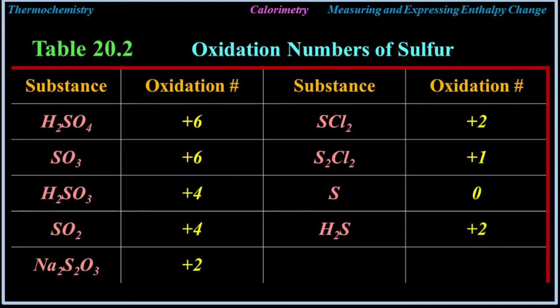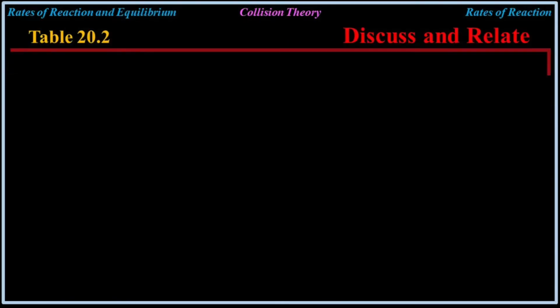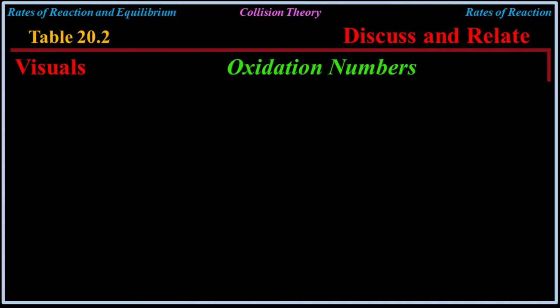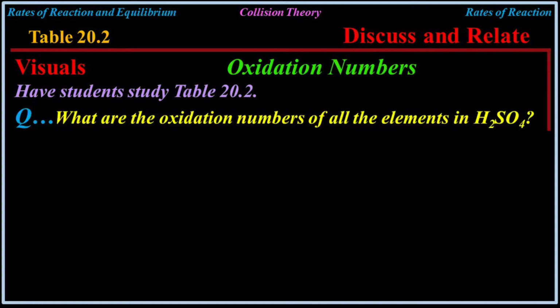Here's an interesting table, table 20.2, and it shows the various oxidation numbers of just the element sulfur in a variety of different compounds. I think it's very interesting. Okay, table 20.2, discuss and relate oxidation numbers. Have students read and study table 20.2. What are the oxidation numbers of all the elements in sulfuric acid?